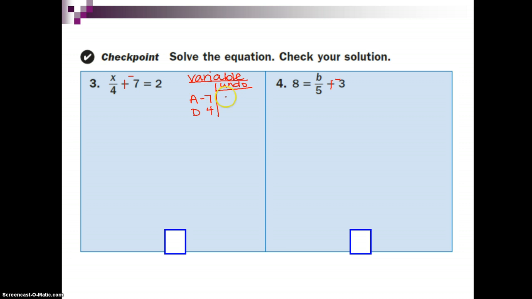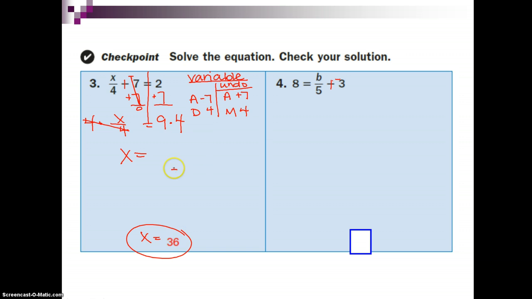With number 3, the first thing we need to do is add positive 7 to both sides of the equation, on the left side and the right side. This makes 0, cancels, and this is 9. Bring down x divided by 4. And then to get rid of dividing by 4, we multiply by 4. That would cancel, you're left with x. And now we have 9 times 4, which is 36. So x equals 36. Did you check your work to determine if it's right? Make sure you do that.